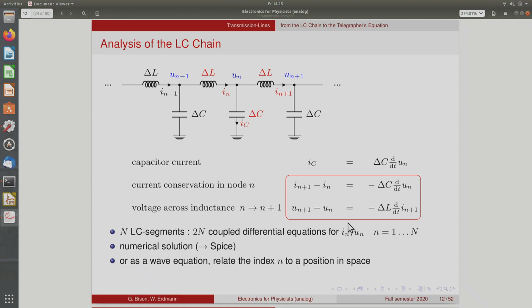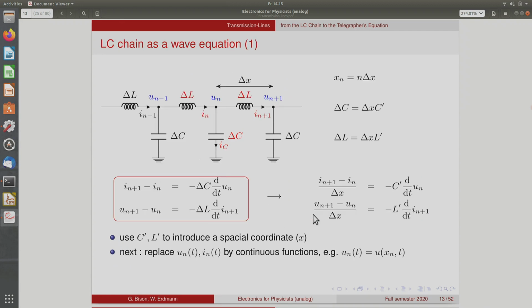But now we want to do something else. We want to convert this into a wave equation. So to do that, we need to relate the index. We want to go from indexing points to positions in space. So the position in space is, of course, a multiple of delta x times the index. So this we do here.